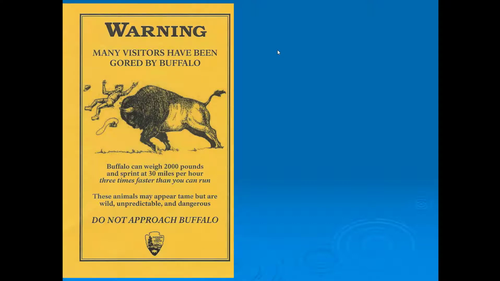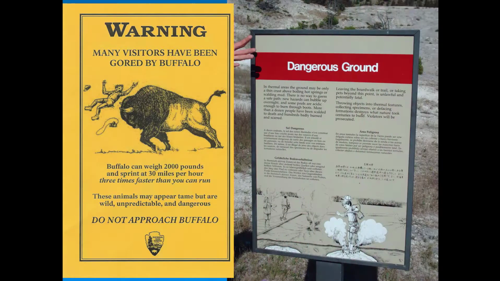It is actually bison. This is an actual flyer that you get when you get into the park. That bison or buffalo can weigh 2,000 pounds and sprint 30 miles an hour, 3 times faster than you can run. They may appear tame, but they are wild, unpredictable, and dangerous. And that is absolutely true. Number 2 way people die in the park is by not following warning signs.